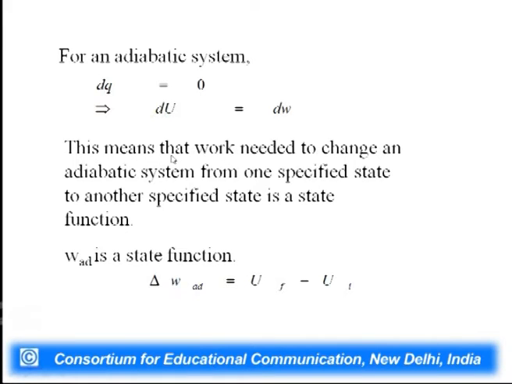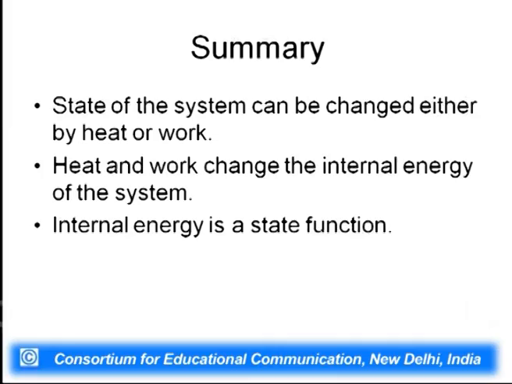This means that the work needed to change an adiabatic system from one specified state to another specified state is a work function. Since dU is a state function, U is a state function and dU is equal to dw, now in this case work also becomes a state function. So, w adiabatic is a state function, where w adiabatic is simply U final, the internal energy of the final state, minus the internal energy of the initial state.